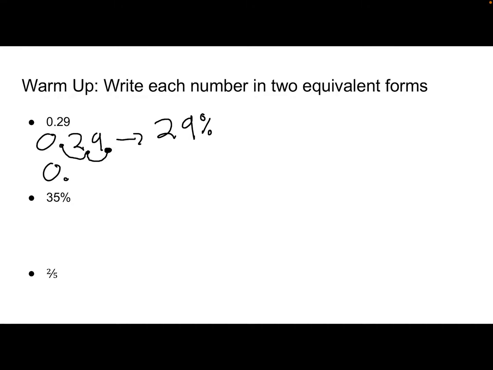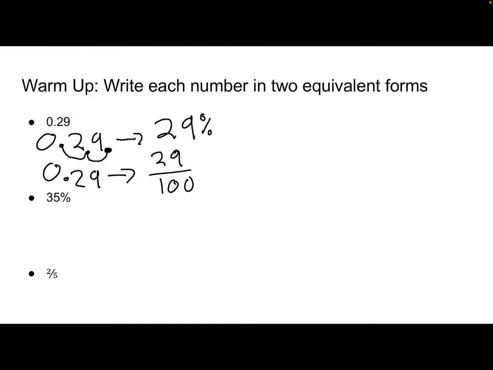Now, if we want to write 0.29 as a fraction, we have to look at our decimal place here. What decimal place are we in? Well, we are in the hundredths place, so that means that our fraction should be over 100. So we would get 29 over 100.